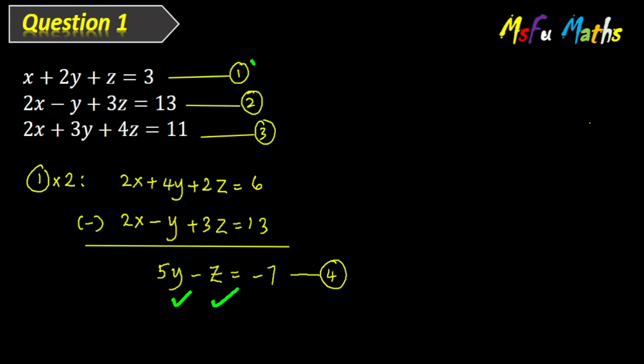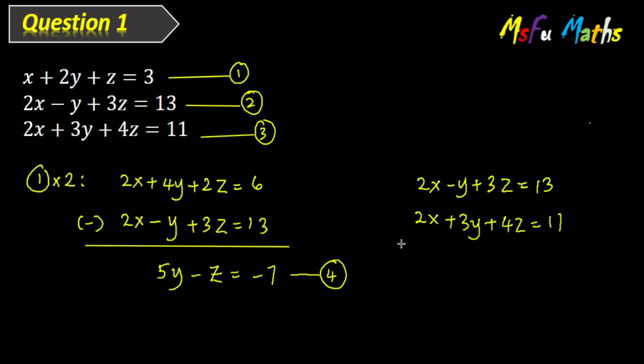Just now we used 1 and 2, so the next one you can use is 2 and 3, or 1 and 3. It's up to you. But if you observe, if you use 2 and 3, the x terms are common, right? So why don't we just use equation number 2 and number 3? I will write them here. Equation number 2 is 2x minus y plus 3z equals 13. And number 3 is 2x plus 3y plus 4z equals 11.